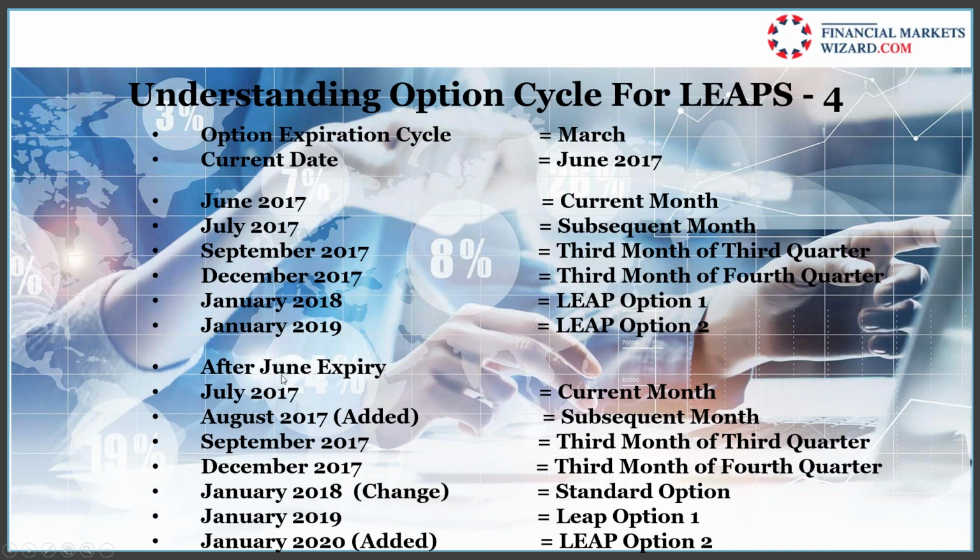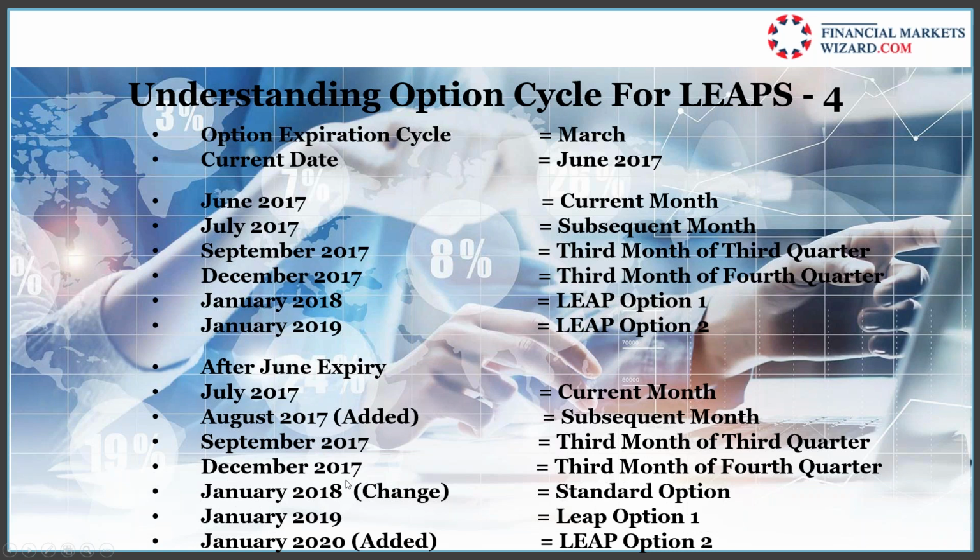So what happens after June expires? When June expires, July becomes the current month. They will add August because we need a subsequent month. August will be added as the subsequent month. And we have September and December. It will remain as September and December 2017.